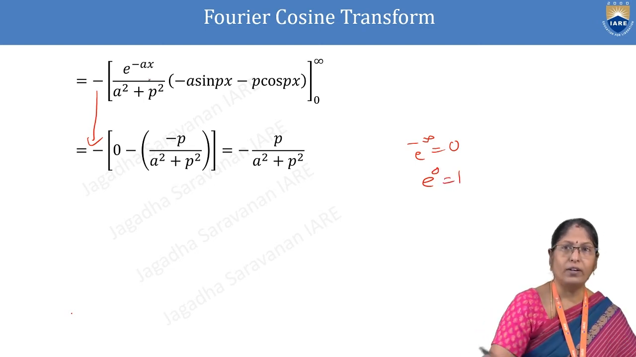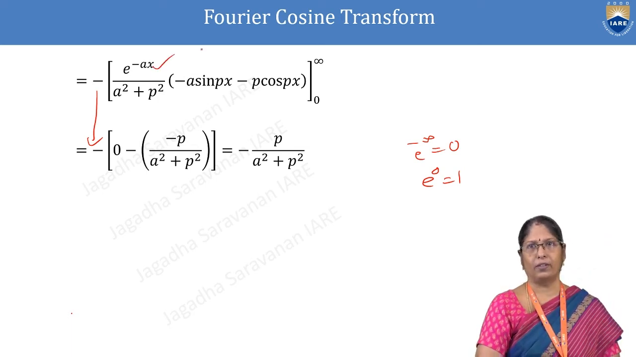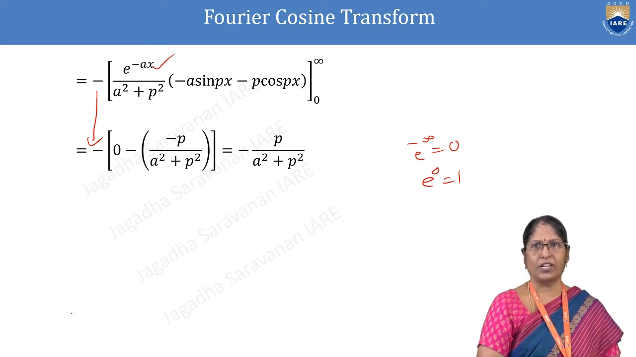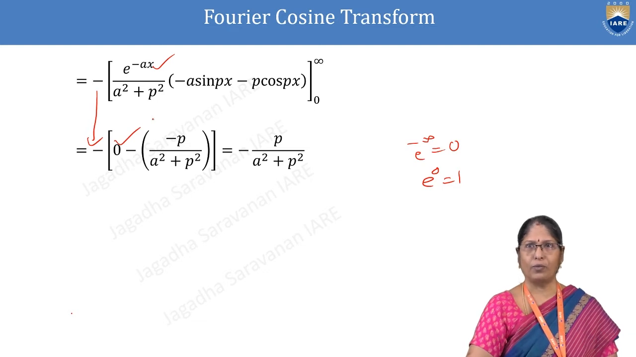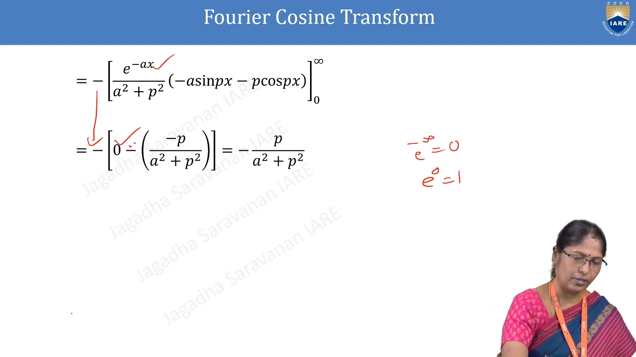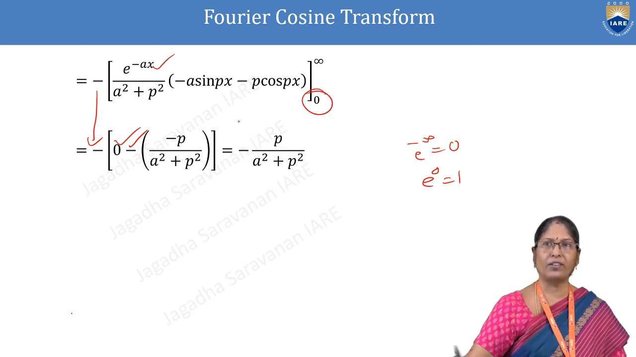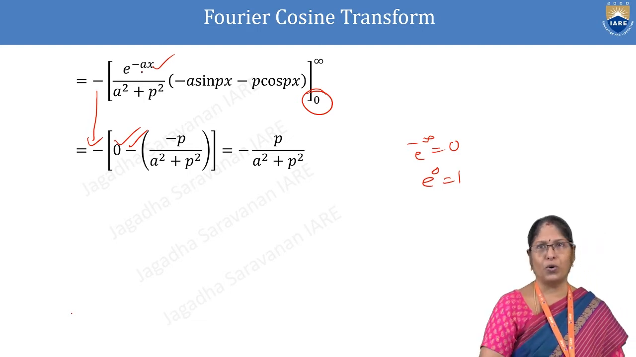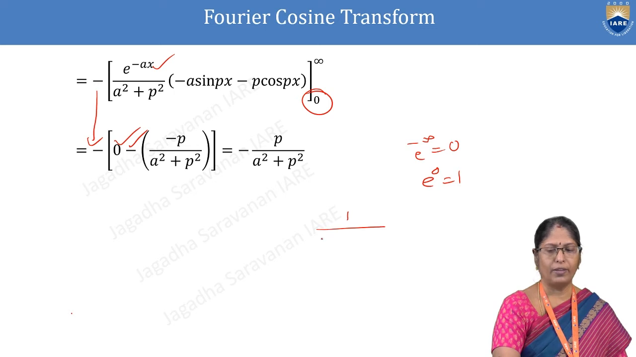So in the upper limit, e power minus infinity, we are substituting in the place of x, because we did the integration with respect to x. So the upper limit completely vanishes. This is the formula, minus. So the lower limit we are going to take, that is 0. So e power 0, the value is 1. So 1 by a square plus b square.